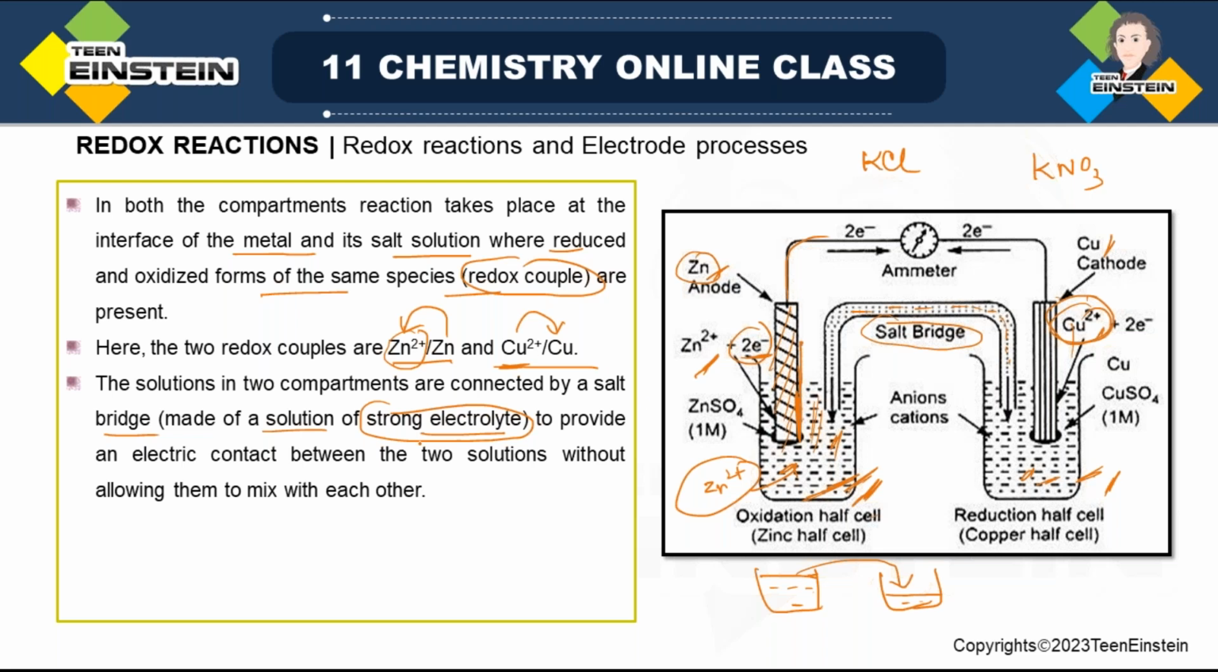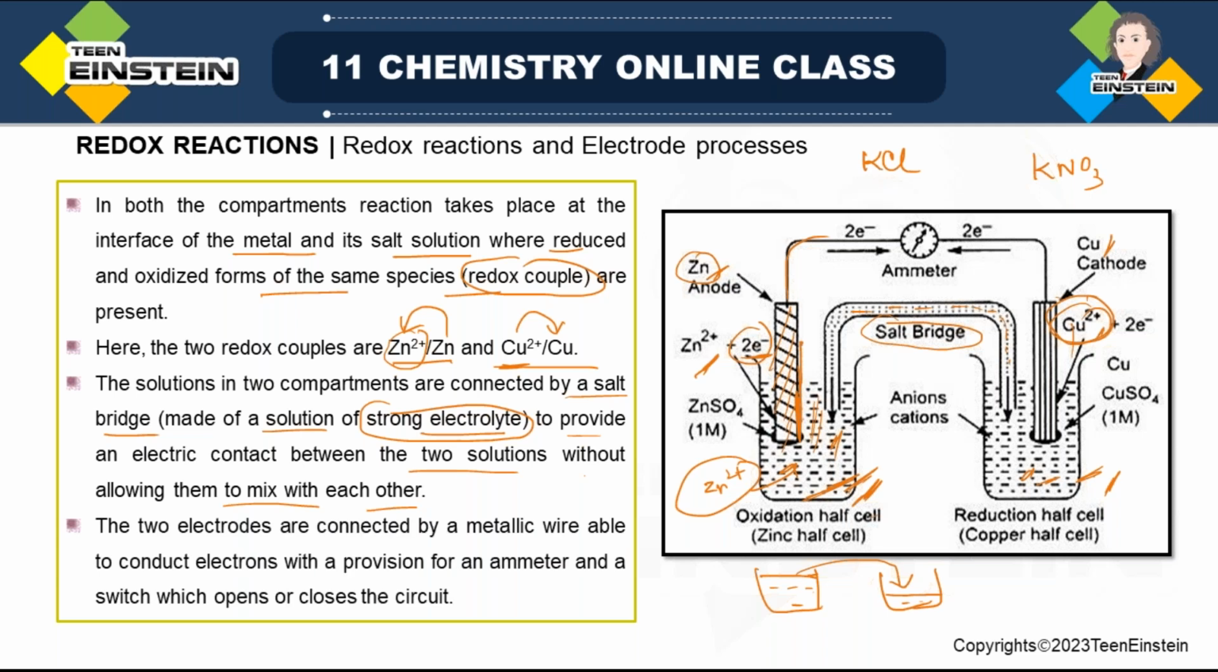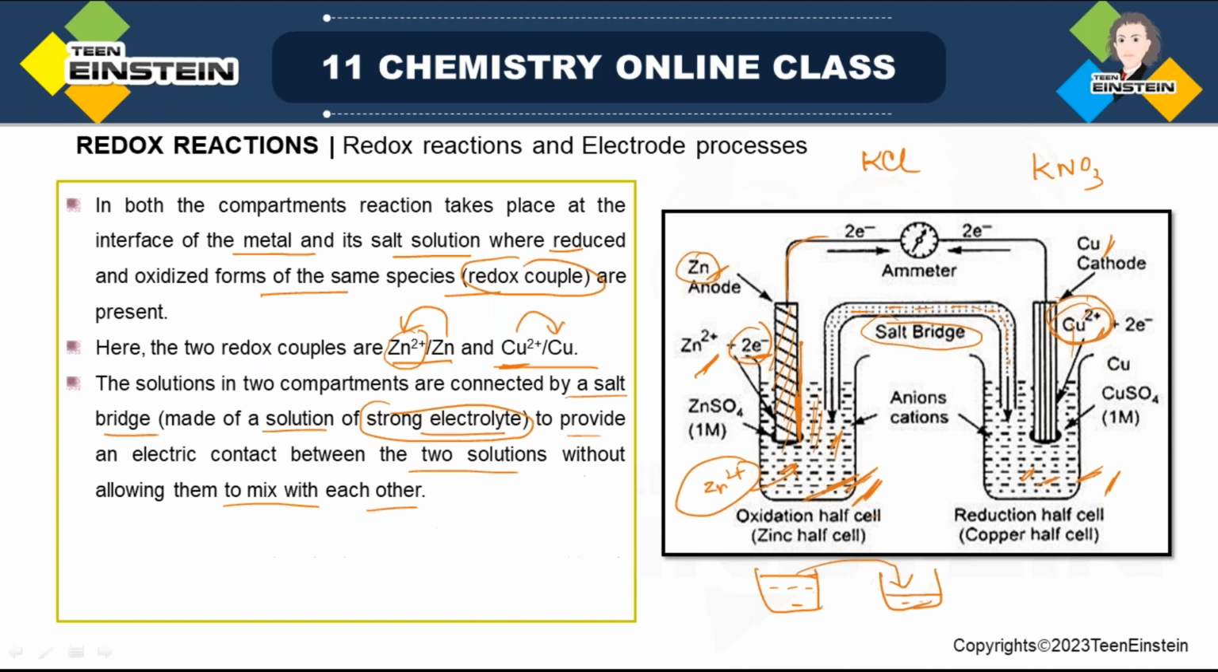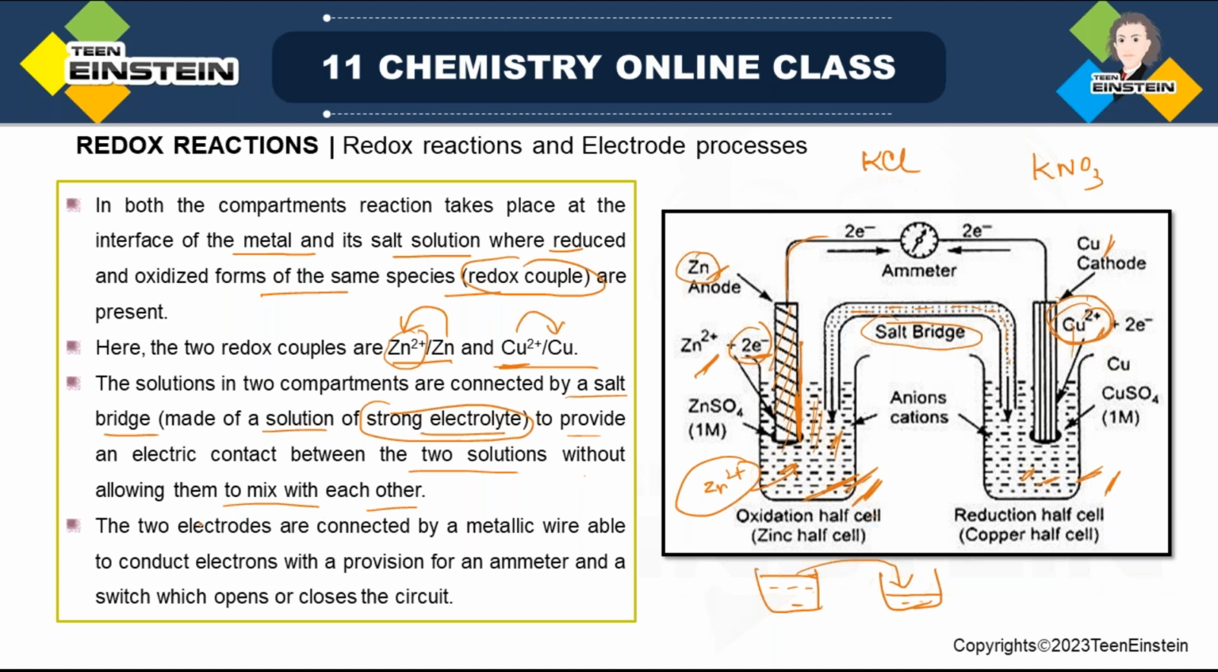Okay. So the two solutions are connected by a salt bridge to provide an electric contact between them without allowing them to mix with each other. The two electrodes, zinc and copper, are connected by a metallic wire, and not just any wire; the wire should be able to conduct electrons, with a provision of an ammeter and a switch. So an ammeter must be present. Sometimes a voltmeter is also there, which measures volts. Either one of these should be present. And there should be a switch which opens or closes the circuit.